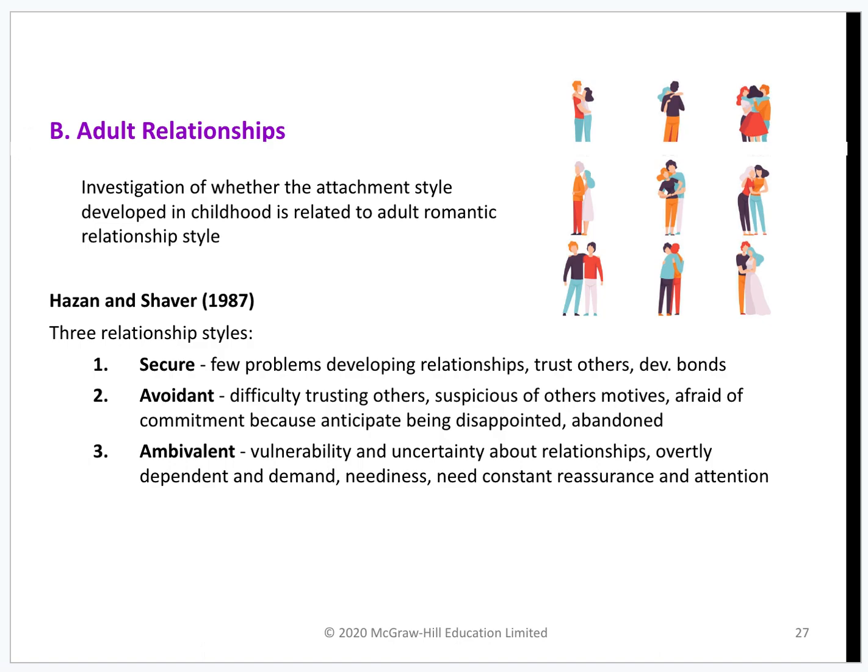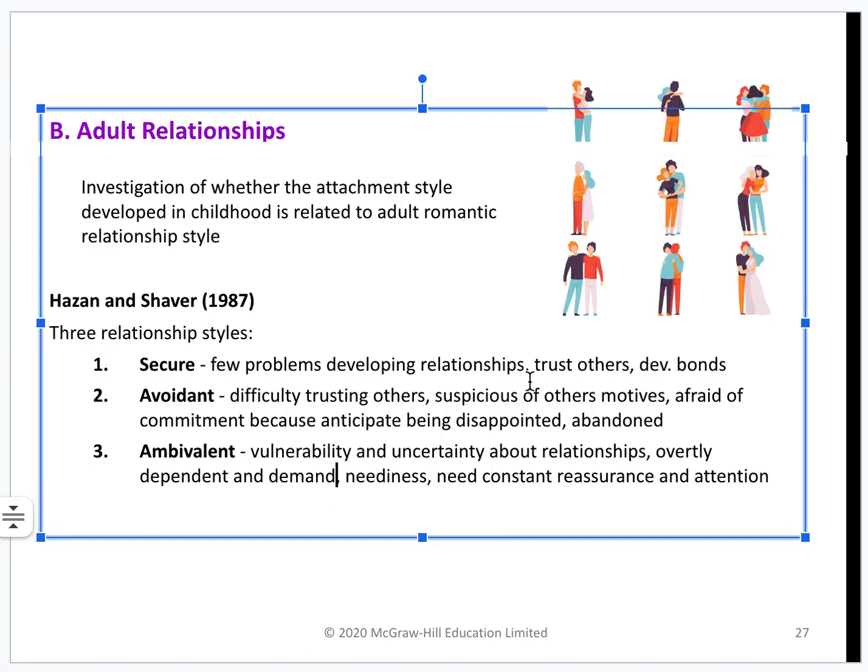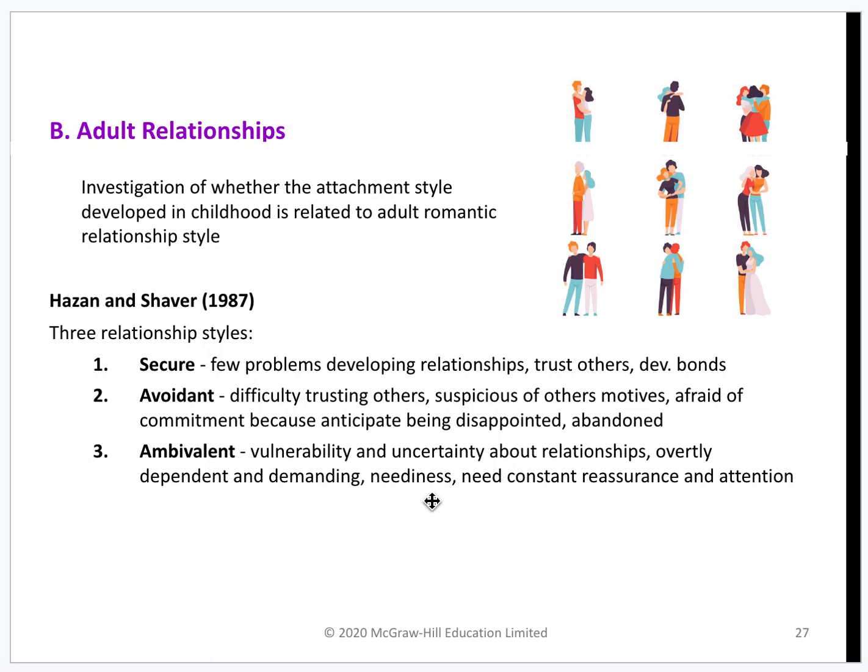Ambivalent, if you had an ambivalent attachment style as an infant, vulnerability and uncertainty about relationships, overtly dependent and demanding. Let's just fix that now. There we go. Very needy, need for constant reassurance and attention. So needy type.